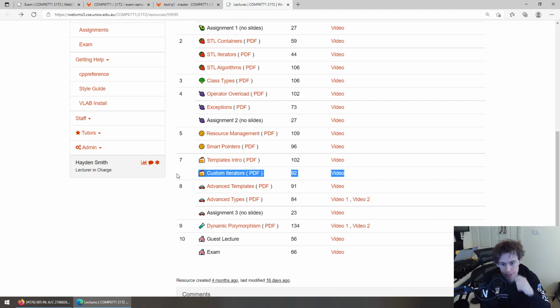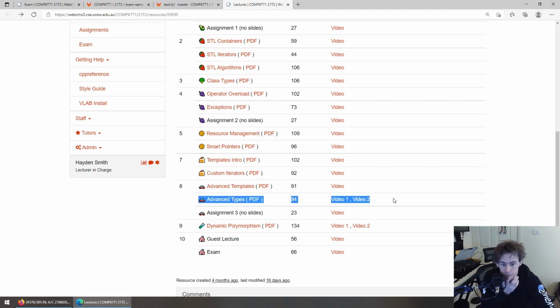Like a custom iterator. There are parts of custom iterators where we talk about different types of iterators and what they mean, and so on. But you shouldn't be expected to write your own iterator in the final exam. Advanced templates, advanced types. Again, some of this stuff you might find useful, a tiny bit of it, but a lot of it you won't find useful. The question is, what would you find useful in the exam? And dynamic polymorphism is something you should be comfortable with for the final exam.